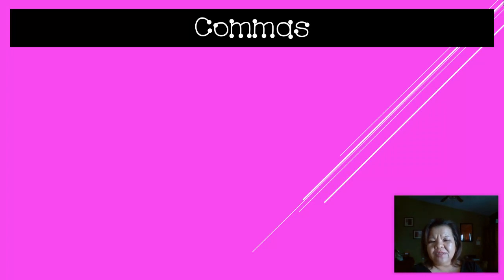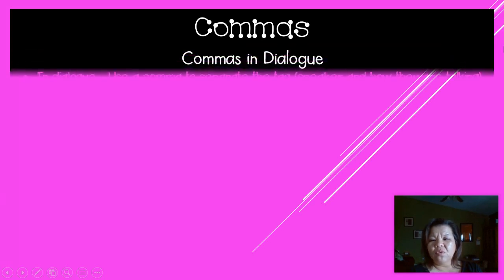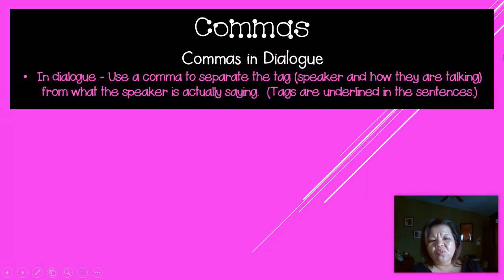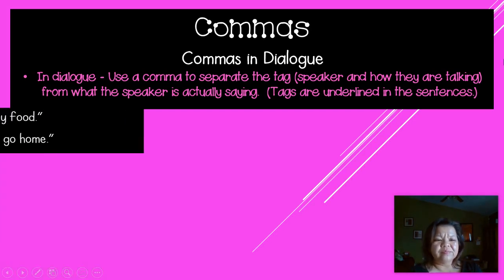The difference is that today we will concentrate on commas in dialogue. Dialogue is basically conversations between characters in a story. We often use dialogue when we are writing creative narratives or stories. When using dialogue, we need to make sure that we use a comma to separate the tag, which is the speaker and how they're talking, from what the speaker is actually saying. In our examples below, the tags are underlined to help us.